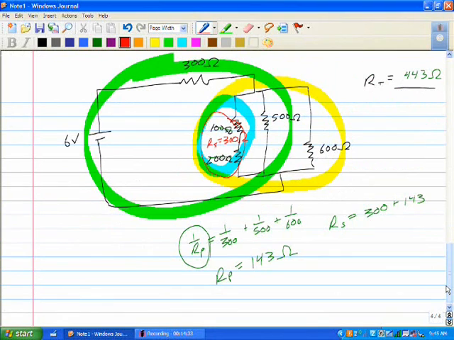All right. Do this one on your own, please. Find the current through the battery and all 4 resistors.